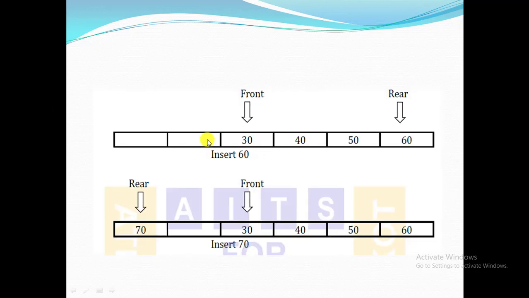So here we have one diagram. In this there are 4 elements. Maximum size of the queue is 6. Front is pointing to 30 and rear is pointing to 60. Whenever we insert an element in this particular queue, that is 70, it will be inserted in the first location which is vacant. So in this case, rear will point to 70 and front will point to 30.